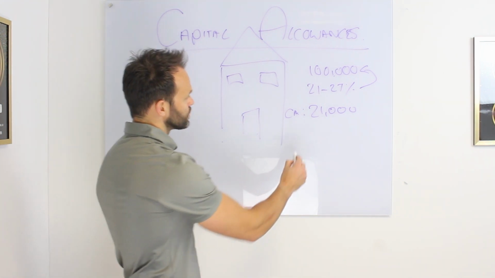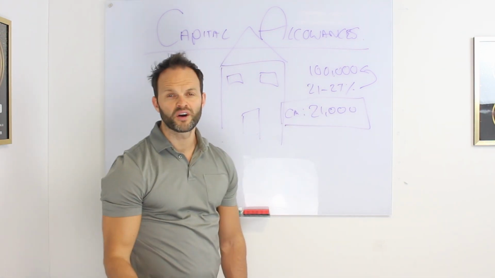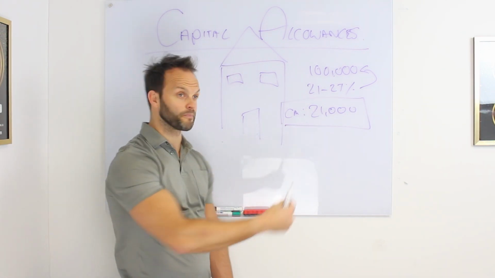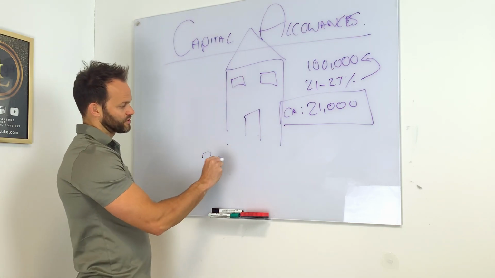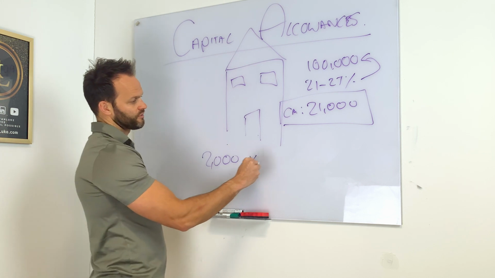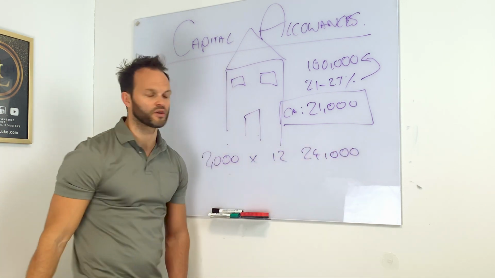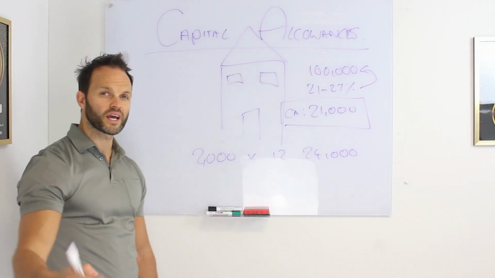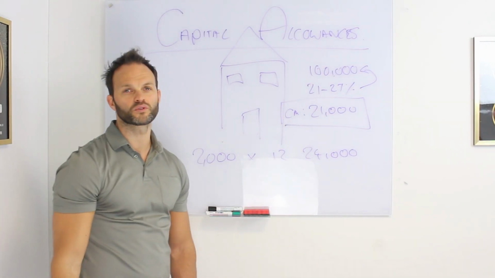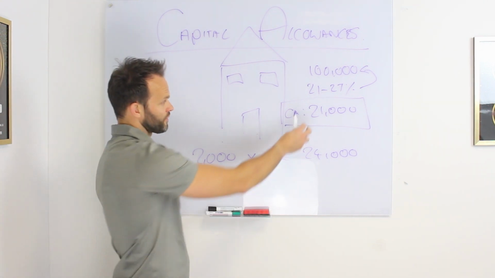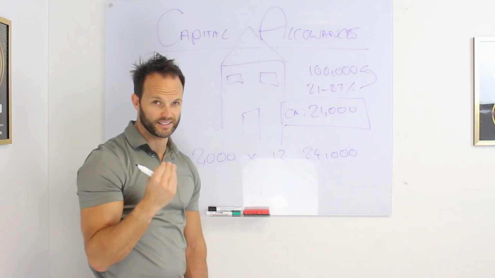Now, what you can do is this figure here can then be written off against your income that you generate into this property. So let's assume we generate £2,000 per month. Obviously times 12 months, we've got £24,000 worth of revenue into that property. We can actually write off £21,000 worth of revenue from the capital allowance expenditure and therefore pay a hell of a lot less tax.